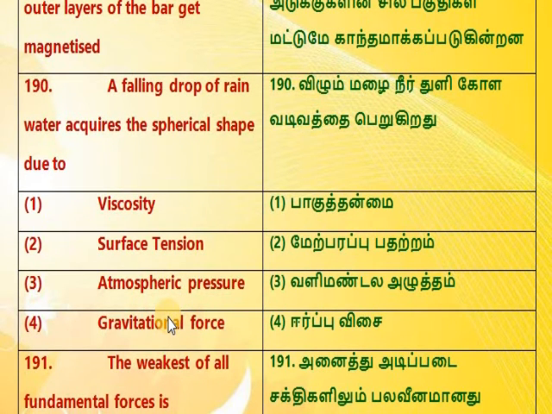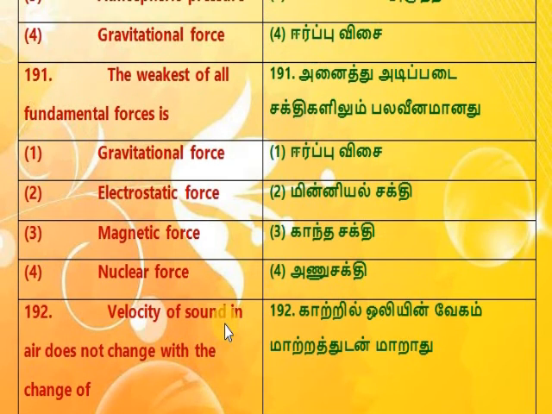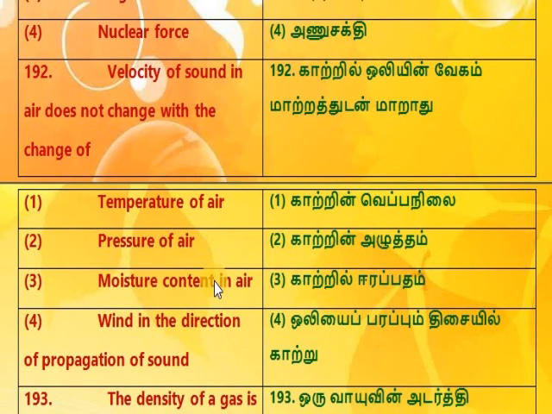190. A falling drop of rainwater acquires the spherical shape due to 1. Viscosity. 2. Surface tension. 3. Atmospheric pressure. 4. Gravitational force. 191. The weakest of all fundamental forces is 1. Gravitational force. 2. Electrostatic force. 3. Magnetic force. 4. Nuclear force.